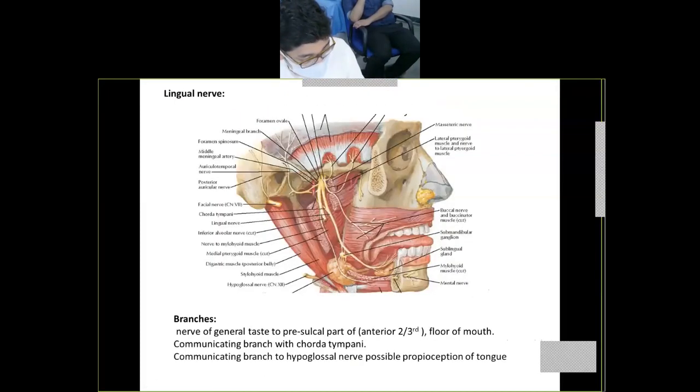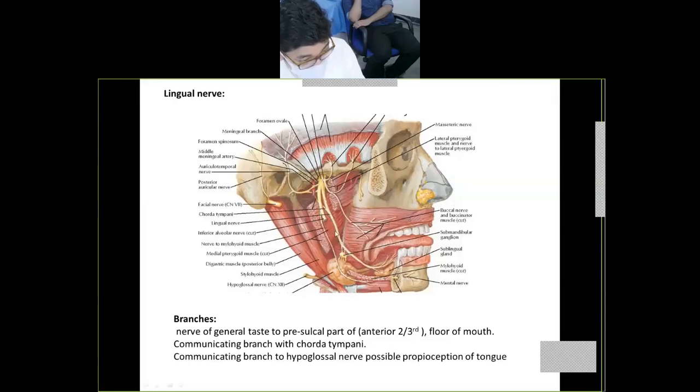Similarly, the lingual nerve, you see, this is the lingual nerve. It lies anterior to the inferior alveolar nerve. It lies over the medial pterygoid muscle, and then the buccinator. And near the premolar, it lies just below the mucous membrane.